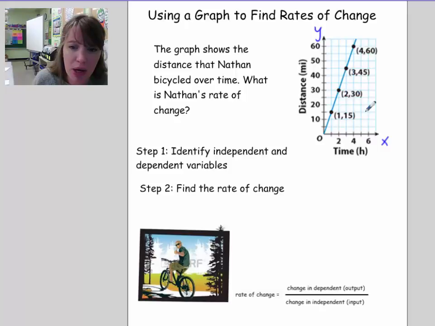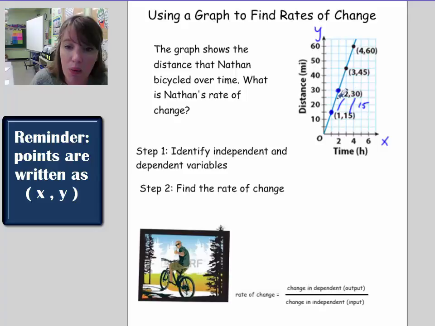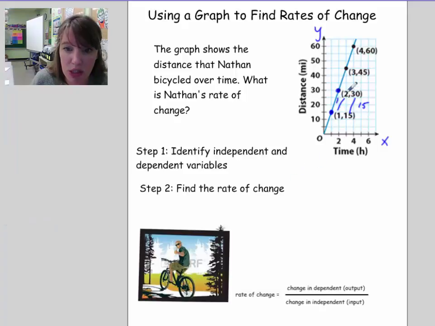So we're looking at the change of the y coordinates between these two coordinates. Between 30 and 15, it would be 15 points, okay? And the change between the x variable would be 1. So from 1 to 2, that's a change of 1 unit. So it's 15 divided by 1, which is 15. Let's see if it's the same between the next two. 45 to 30 would be 15, and 2 to 3 would be 1, so it would be 15 over 1, which would also be 15.